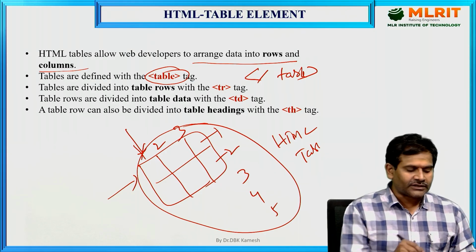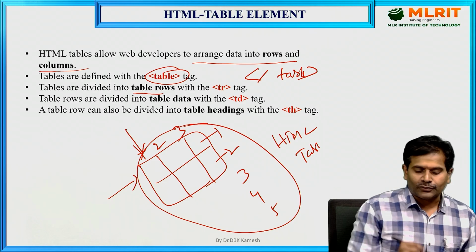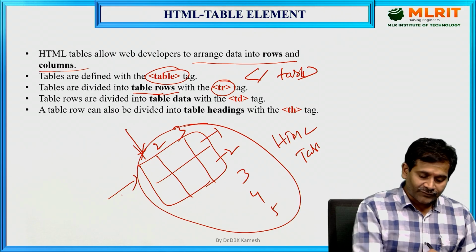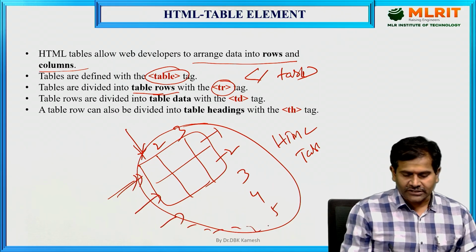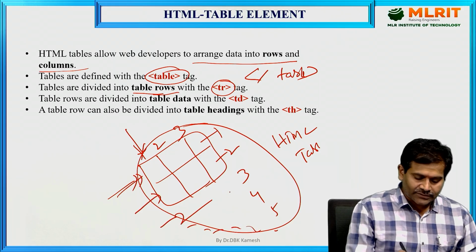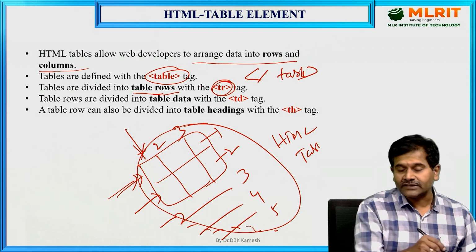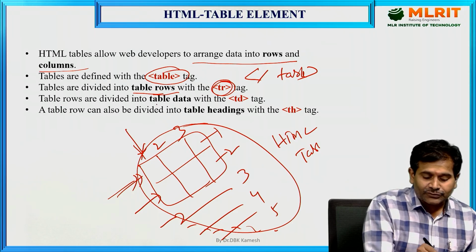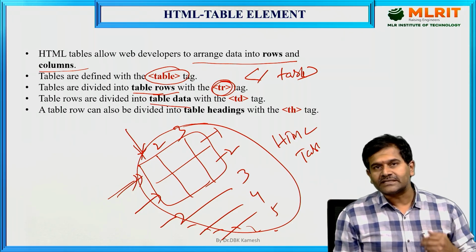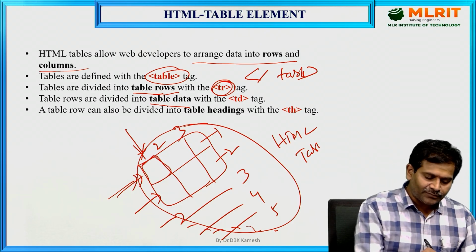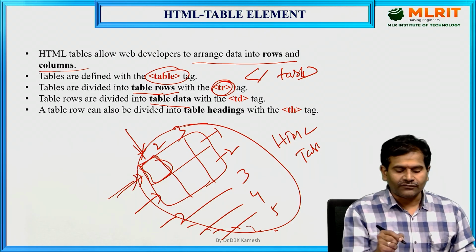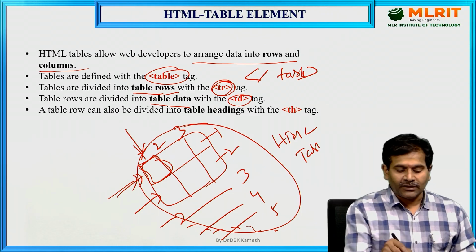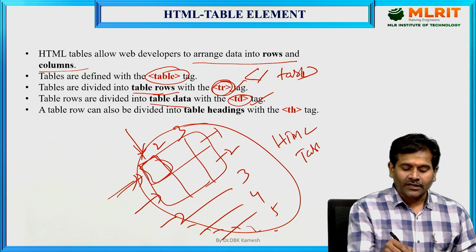The table is divided into table rows, and that tag is called TR. These are rows 1, 2, 3. How many rows you require, you use that many. So the first one is the tag called table row. Second, table rows are divided into table data. You need to insert your data into this block, and we do that with the tag called TD, table data. So TR and TD.